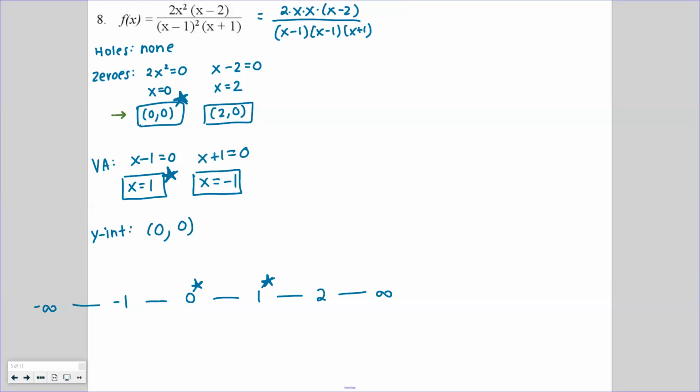If I cube a really negative number, I get a negative value. So what happens is we end up with a negative over a negative. The first interval here then is actually positive, right? When I take a negative divided by a negative, we get something positive.